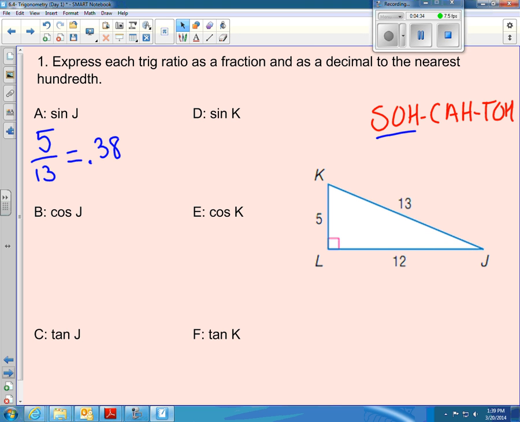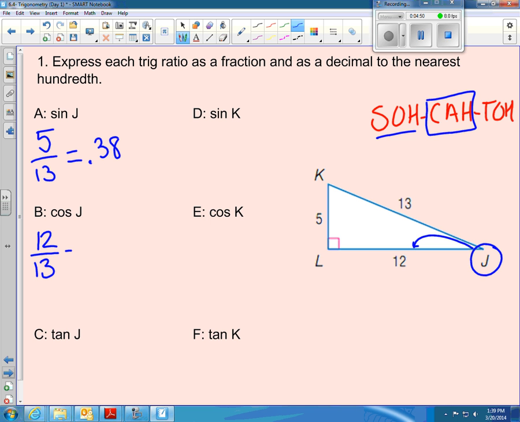Okay, let's do cosine of that J. Cosine, we're looking here at adjacent over hypotenuse. So the one that's next to J is our 12 over our hypotenuse of 13. Go ahead and divide those two on your calculator. Round to the nearest hundredth, so only 2 decimal places. And we get 0.92.